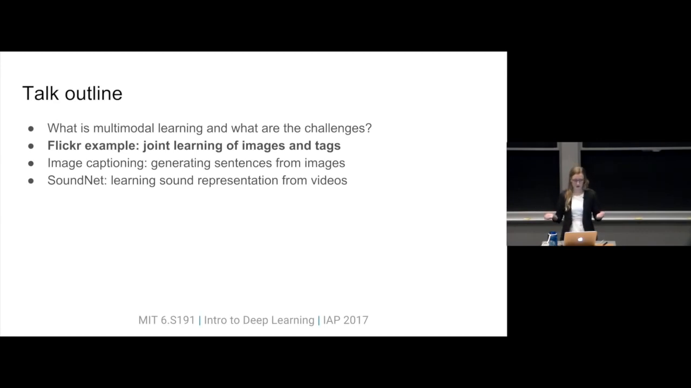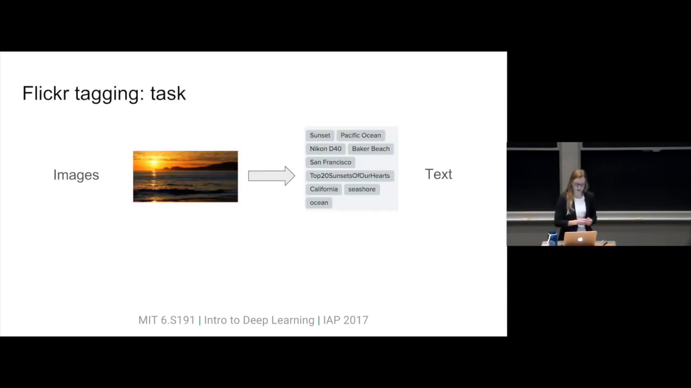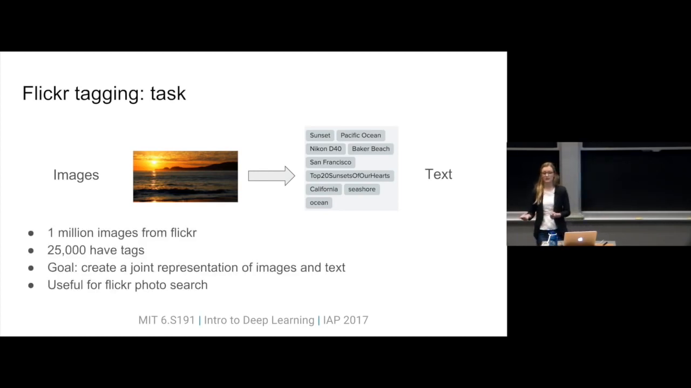So next up, I'm going to talk about the Flickr example where we're jointly learning images and tags. So in this task, we have images and we have tags. And in this data set, there are 1 million images, but only 25,000 of them are really well labeled. And so our goal here is to create a joint representation of images and text, which might be useful, say, if someone's searching Flickr for photos of sunset, you want to find all of the sunset photos, not just the users that took the time to type sunset next to their little image.